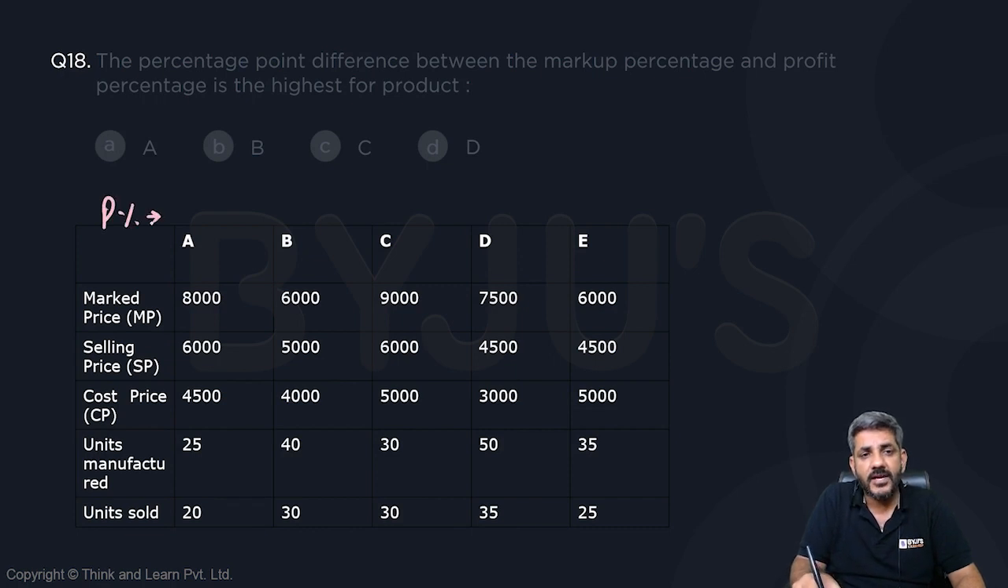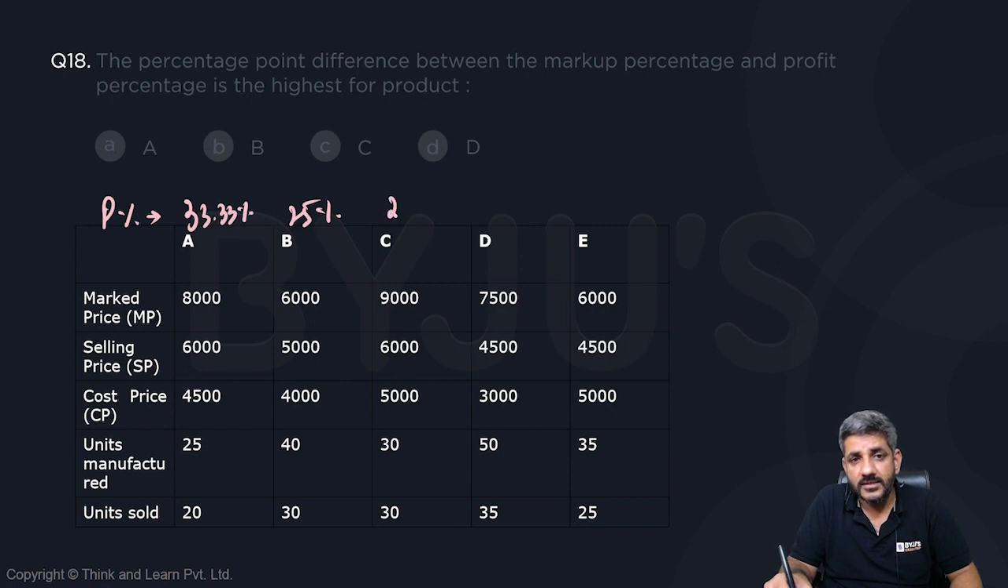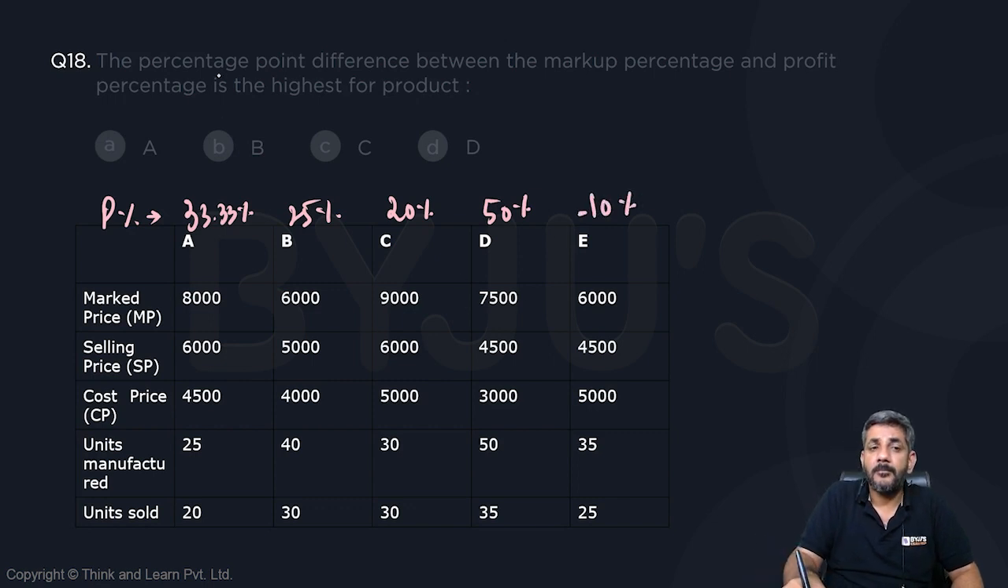Now, fortunately, we have calculated profit percentages just on the previous question, right? So, what were they? I can't go back, but we can immediately write them as 33.33% here, and I have 25% over here. I have 20% here, I have 50% here, and I have 10% loss over here. In this case, is a maximum percentage point difference between markup and profit percentage. Let's look at the markup percentages as well.